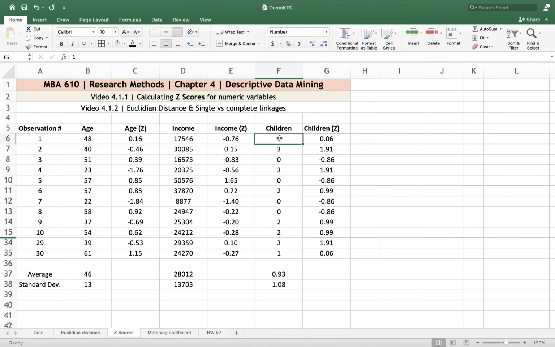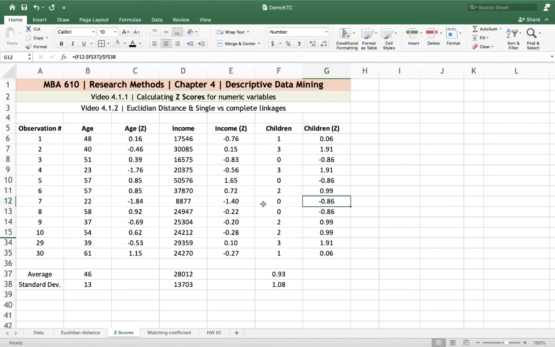Someone with 1 child has just barely over the average number of children, whereas someone with 3 children has almost 2 standard deviations above the mean for our sample number of children, whereas someone with no kids has 0.86 standard deviations less than the mean. And that's what z-scores mean.